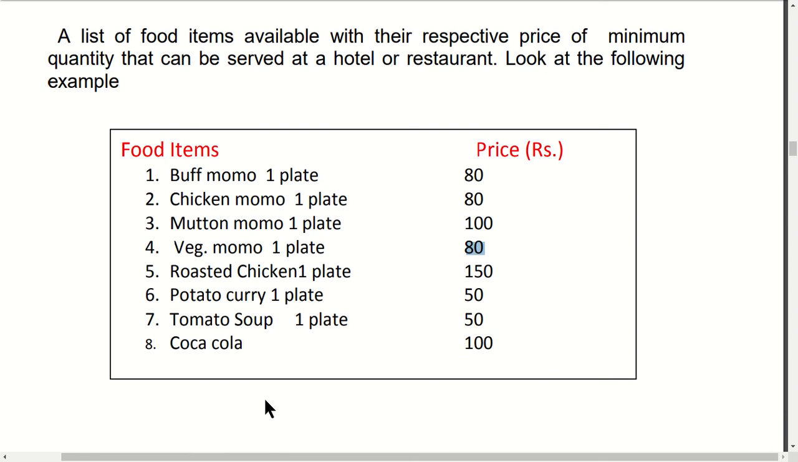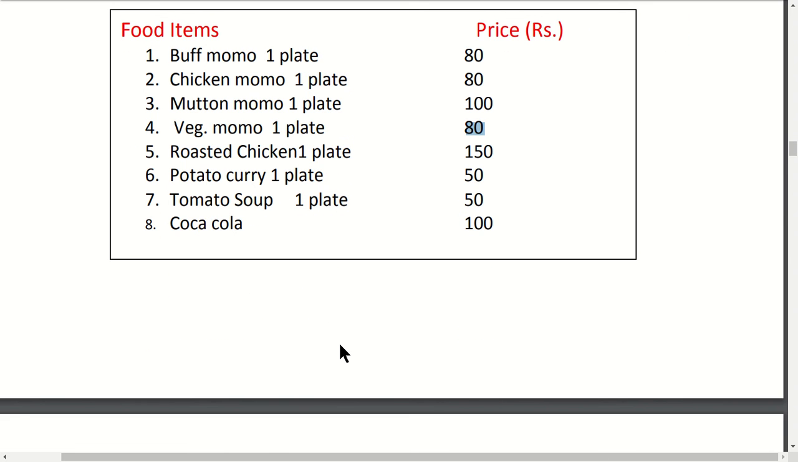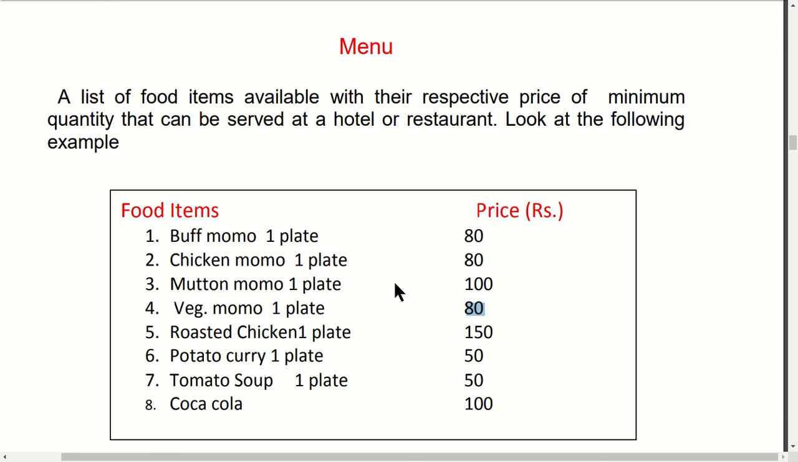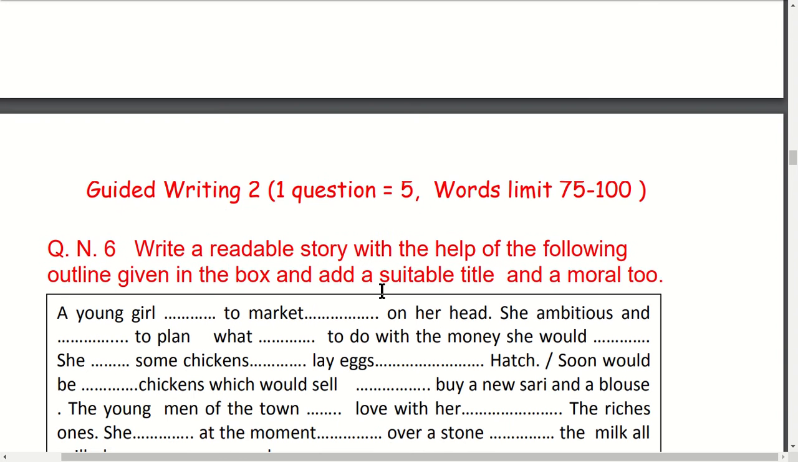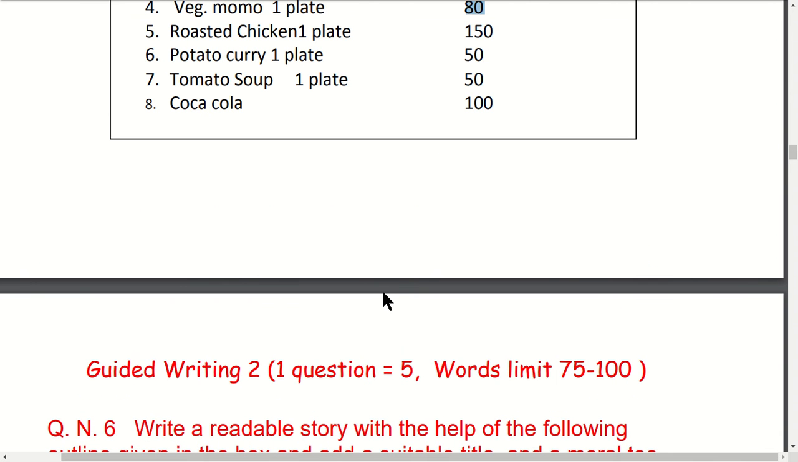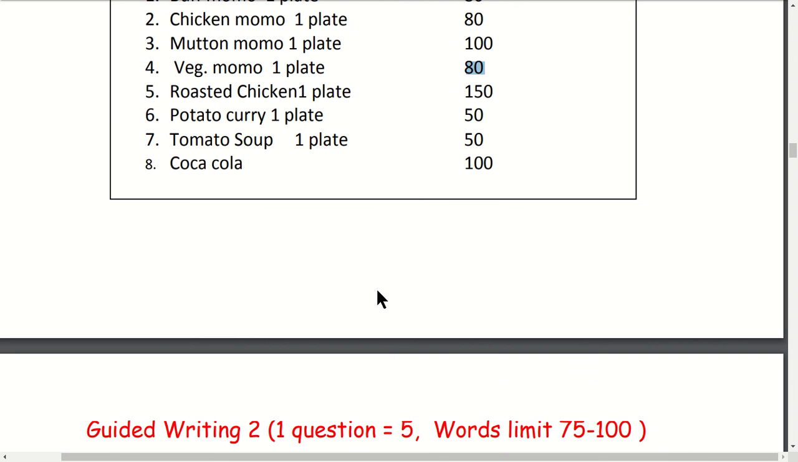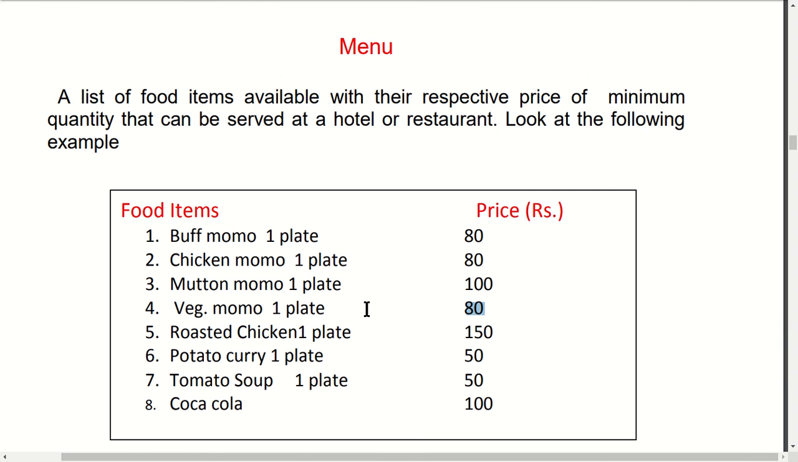Okay, after that you can put the name of the hotel here. You can write the name of the hotel or restaurant or bar, etc. This is an example I have written here. I have designed it just to give you an example. This is the guided writing. These are the examples of guided writing number 1.